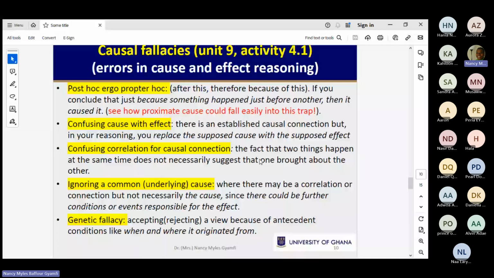Okay. But confusing cause with effect is where there is a cause and there is an effect. Something has brought about something else. But the way I am arguing, I am making it look as if it is the effect that brings about the cause. So I'm saying that I am not going to scratch my hair again because I don't want to get lice in my hair.